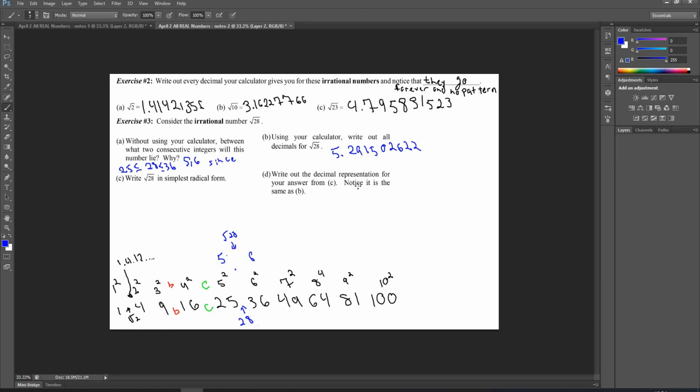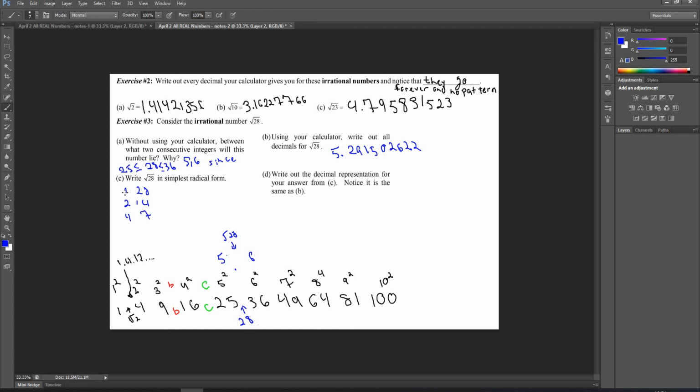Okay, now for the simplest radical form, so part C, these are a little bit different. What we need to do is find factors of 28 that use a perfect square. So if I go through the factors of 28, I have 1 and 28, 2 and 14, 3 doesn't work, 4 works, 4 and 7. I believe that is it.